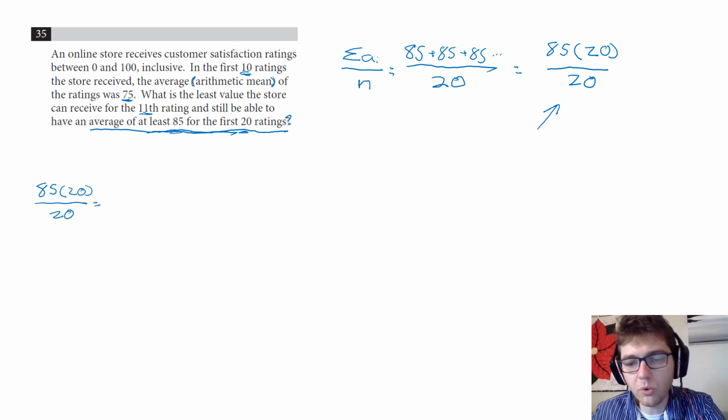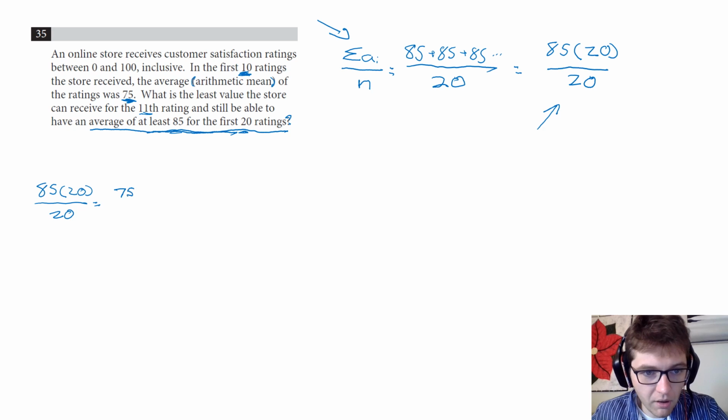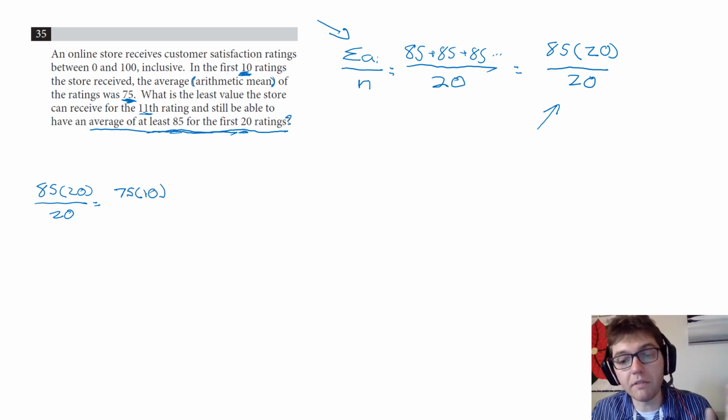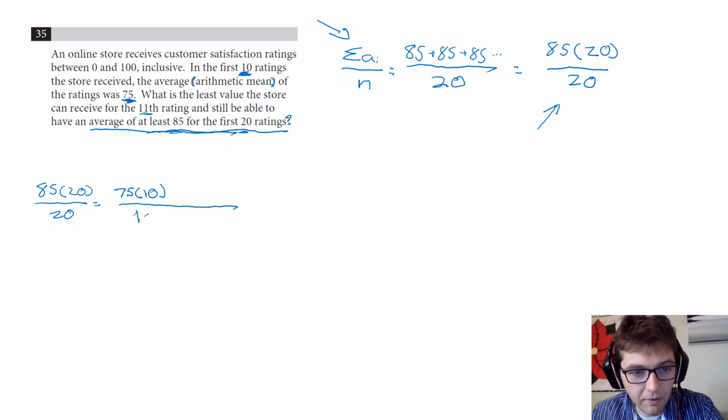And now let's go through each rating individually, okay? For the first 10 ratings, they had 75. So the same way I did over here, you can define that as every single one was 75. So 75 times 10, right? Instead of writing 75 plus 75 plus 75, it's just 75 times 10 divided by 10, because we have the 10 there. Now let's say we don't want to compute the average yet. We have more ratings to put in here.